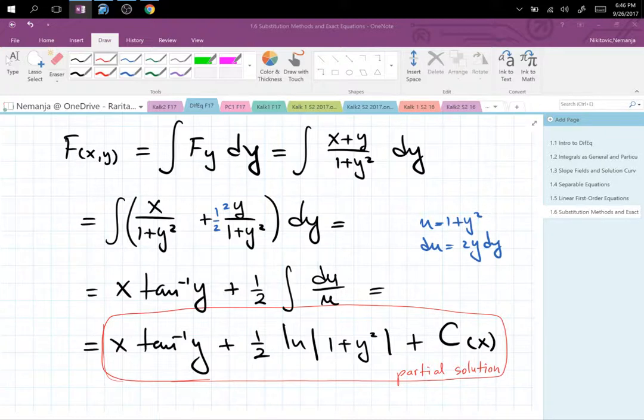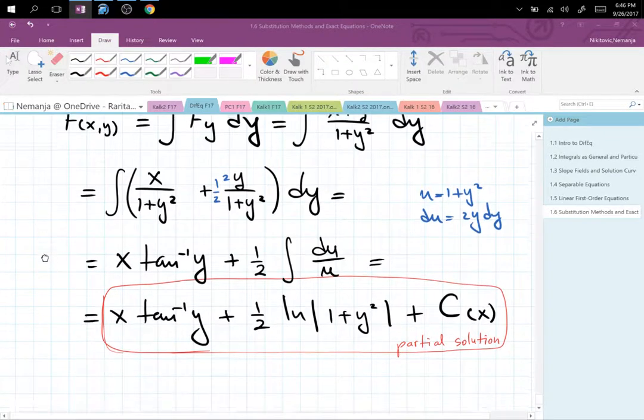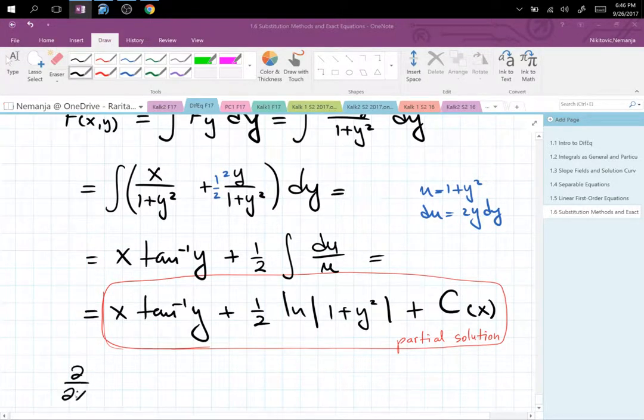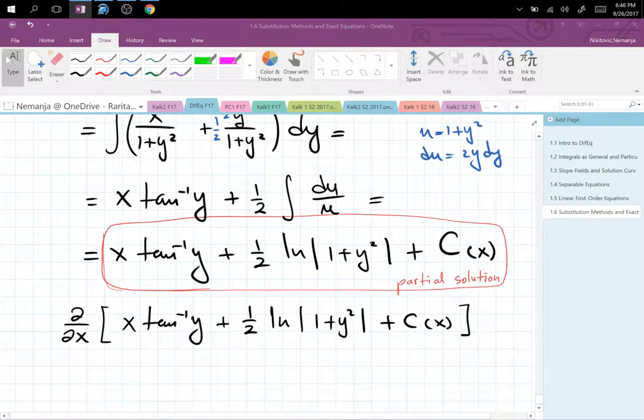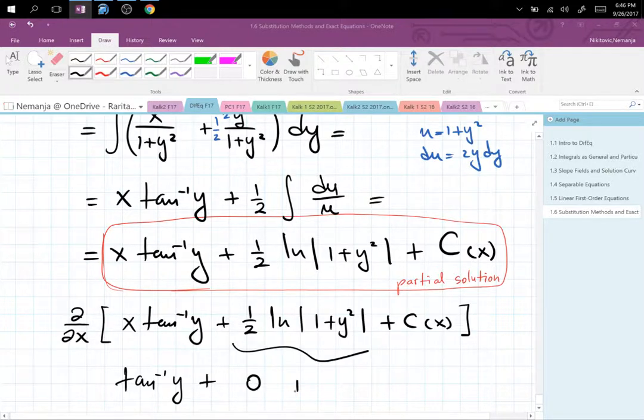So, since I integrated with respect to y, I am going to find the partial derivative with respect to x of this: x tangent inverse y plus 1/2 ln(1 plus y squared) plus c of x. And before you freak out, realize that you're taking the derivative in x and all the y's are constants. So the partial derivative here with respect to x is just 1. So you're getting tangent inverse y, plus the whole thing over here dies, is just 0, plus c prime of x.